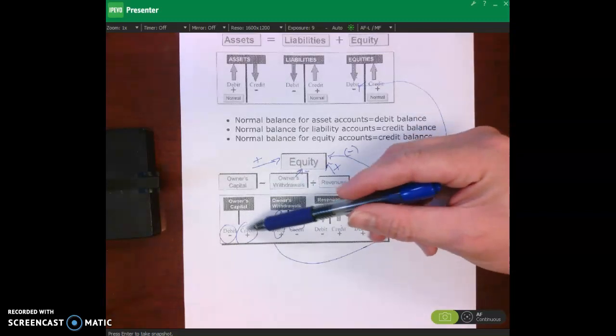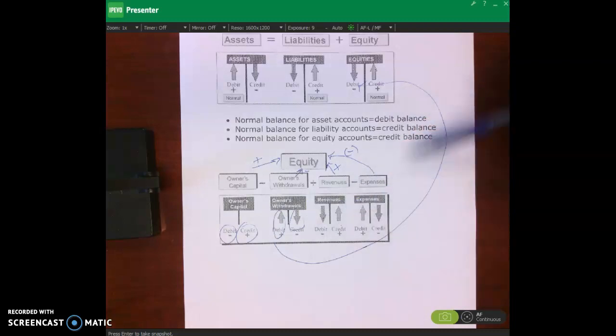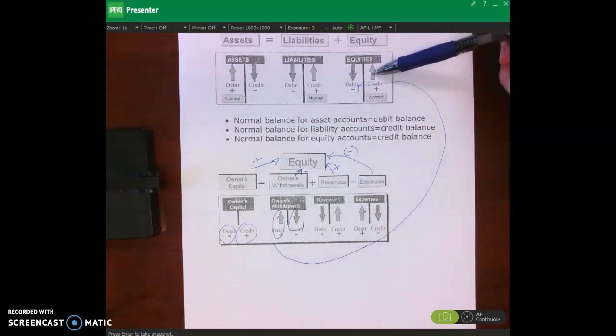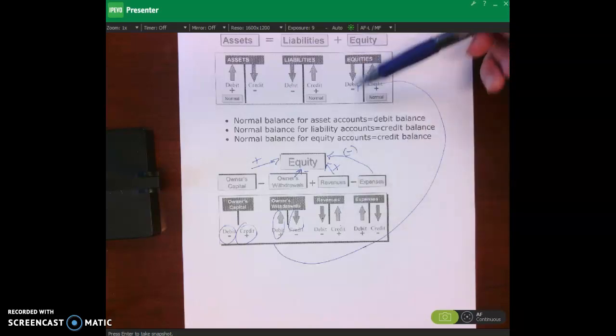So these debits and credits down here for owner's capital, owner withdrawals, revenues, and expenses really relate to the way I increase or decrease equity, which is the way I increase or decrease the right side of the accounting equation in terms of debits and credits. Okay, so that's what I'm trying to get you to understand.